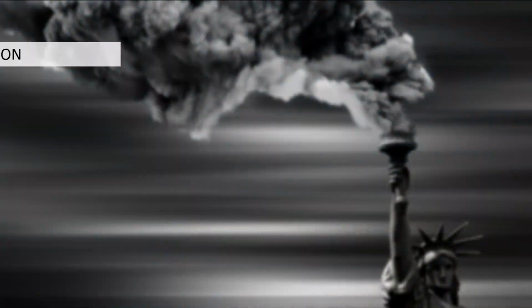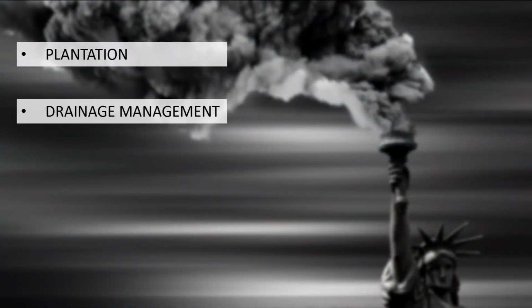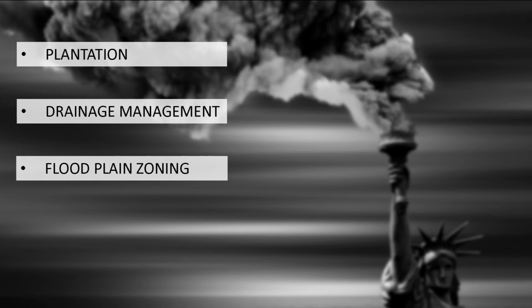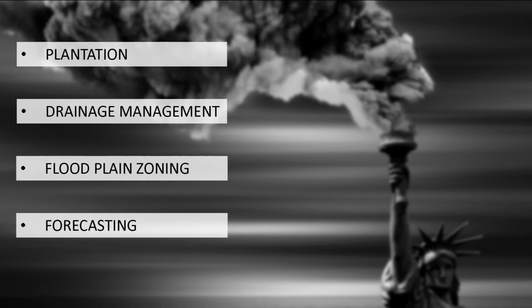So we can manage floods by plantation, afforestation, and proper floodplain zoning. This is very important: which places are more prone to floods, and forecasting also. This can be one of the measures to reduce the effect of floods, because if you are able to predict the rainfall, we can always move the villagers from that place. We can always take some relief measures. And we can also go for proper drainage management in order to reduce the impact of the floods.